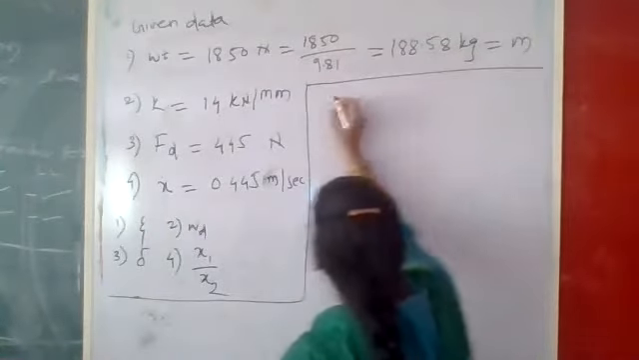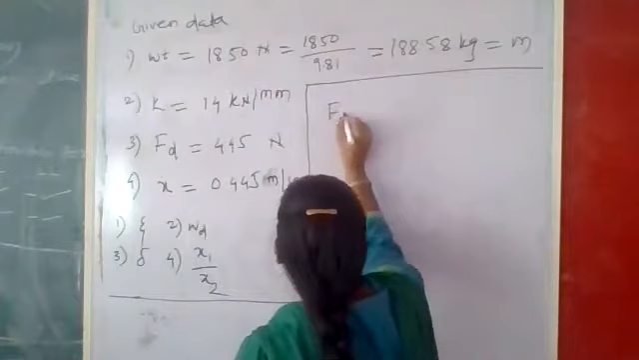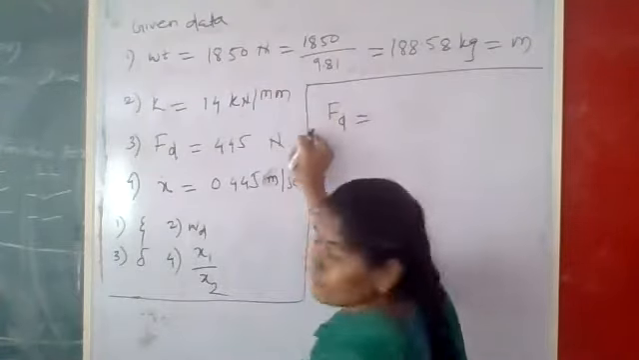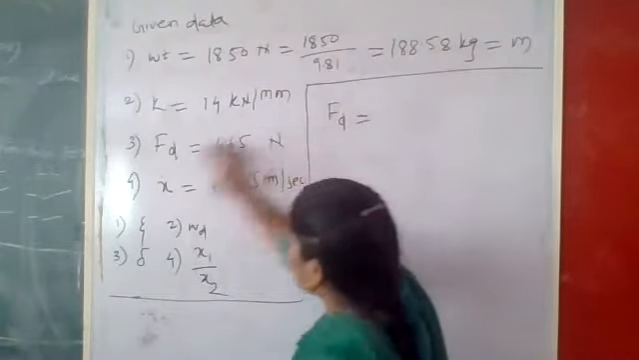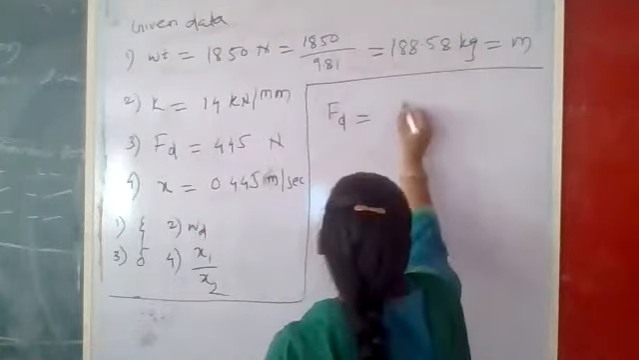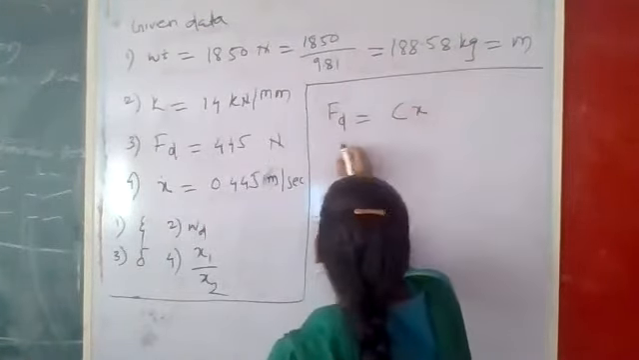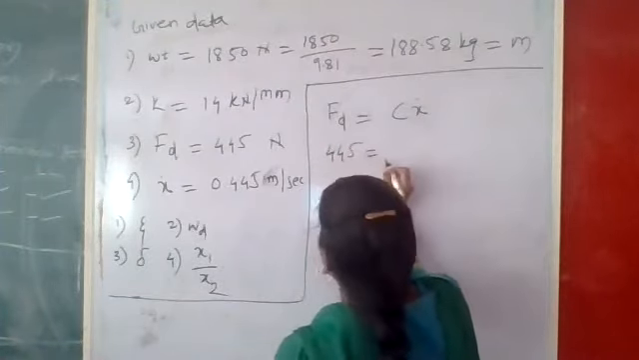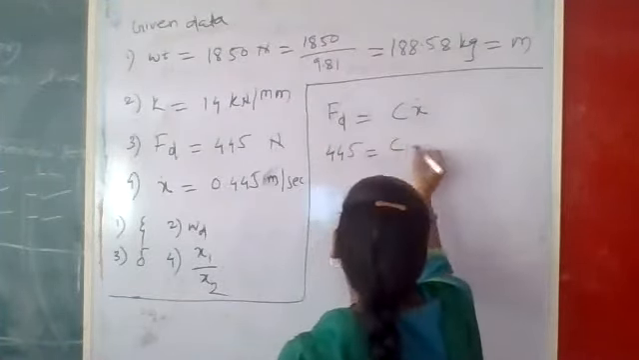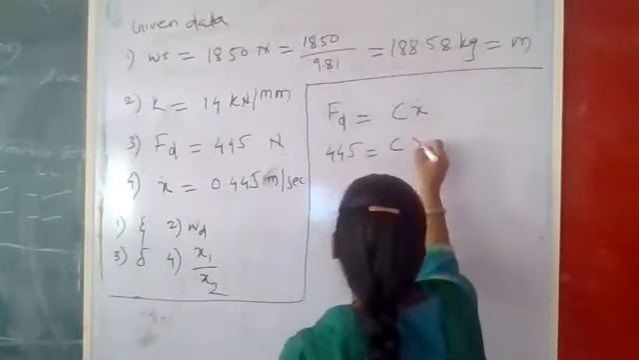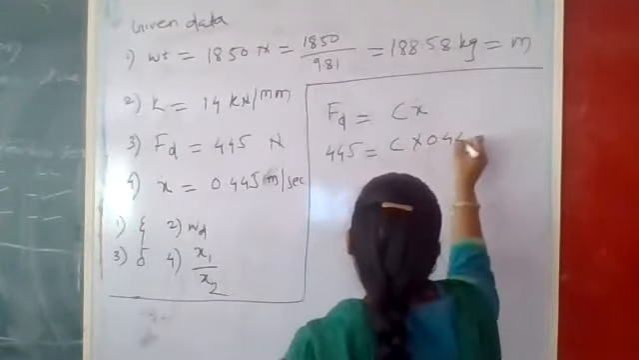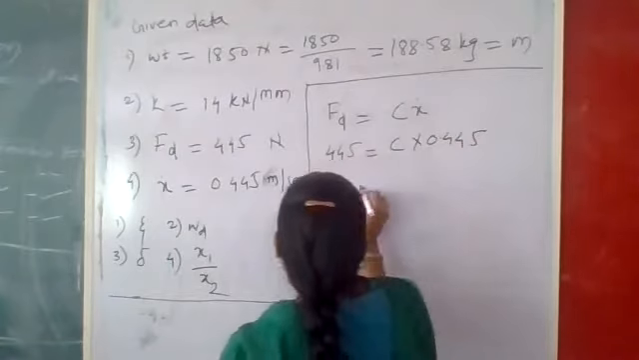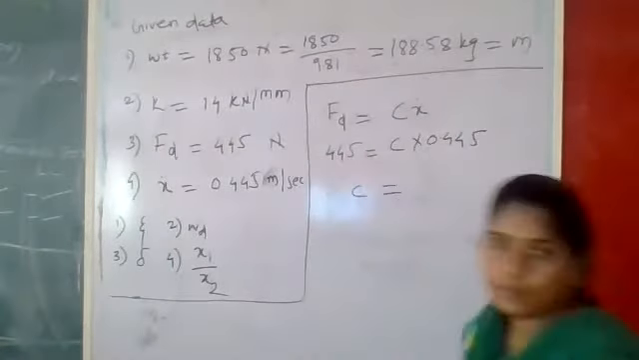Fd is equal to, what is our formula? They have given the damping force, which is Fd. The formula is damping force equals C x dot. You can write here 445 equals C into x dot. We don't know C, and the x dot value we already know, that is 0.445. You tell me what is the value of C. Please tell me fast.